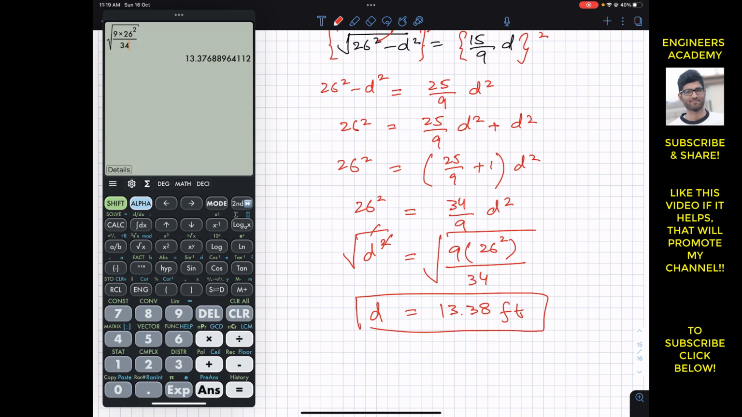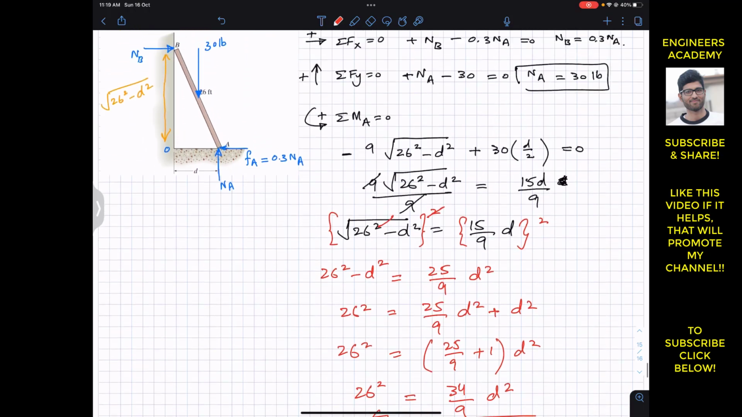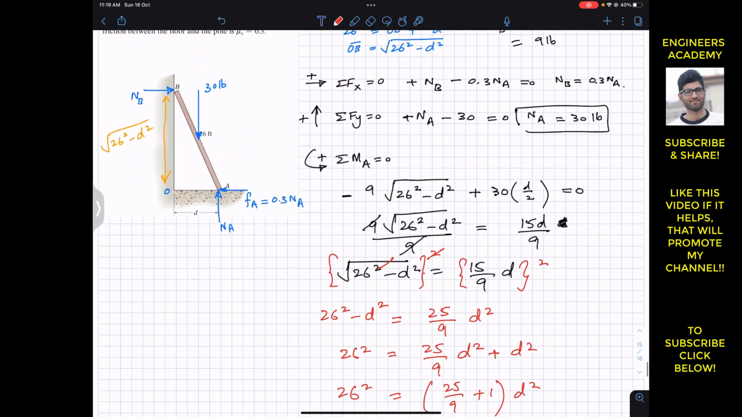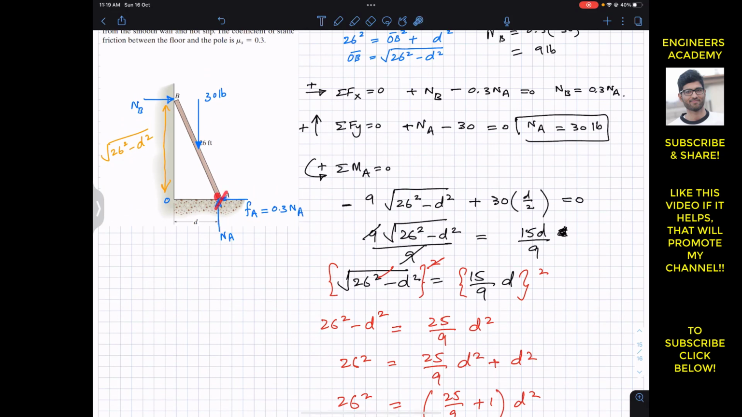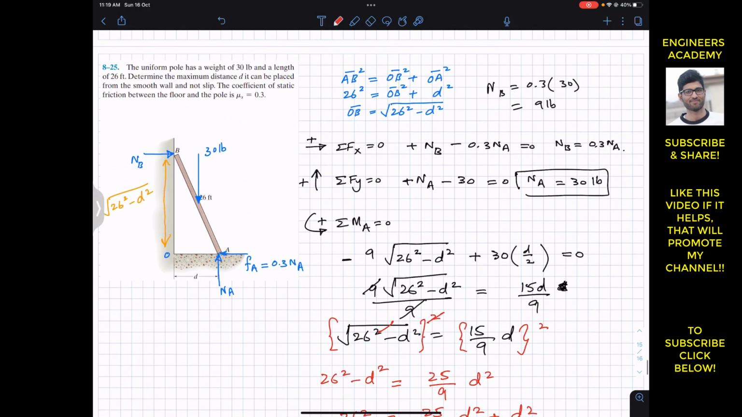So now if you want to have the pole in this position when we release it, then this d, the distance of this point A of the pole from that point O, must be equal to 13.38 feet. So that d solution is 13.38 feet. So this is the solution of this particular problem.